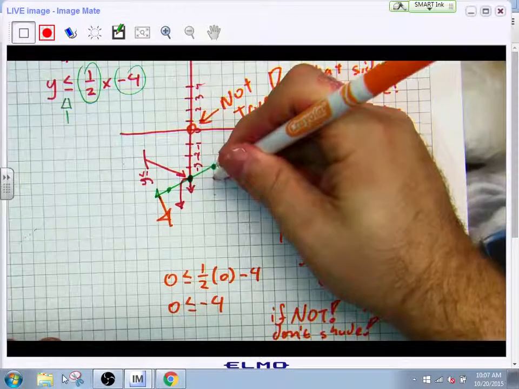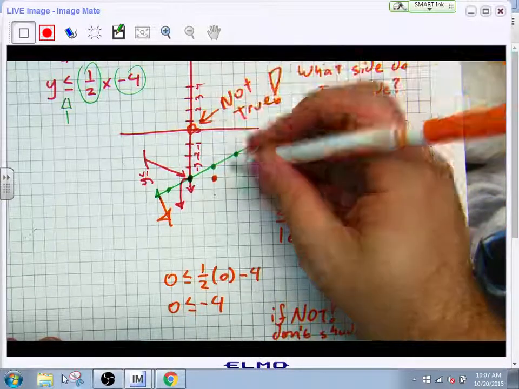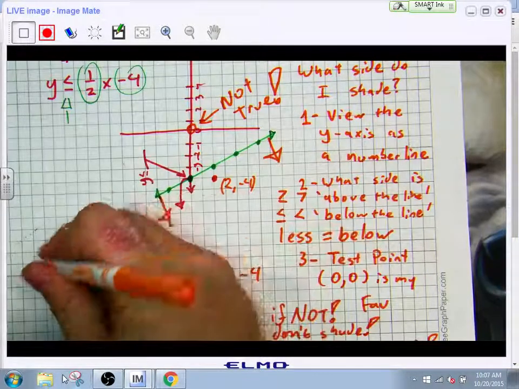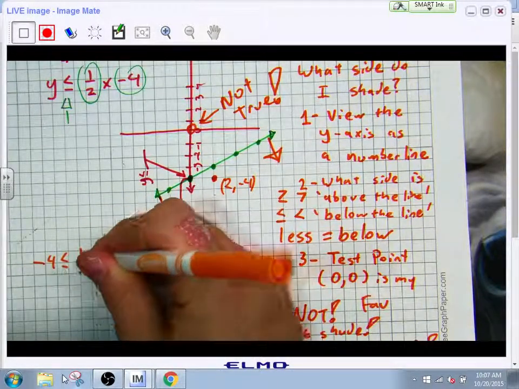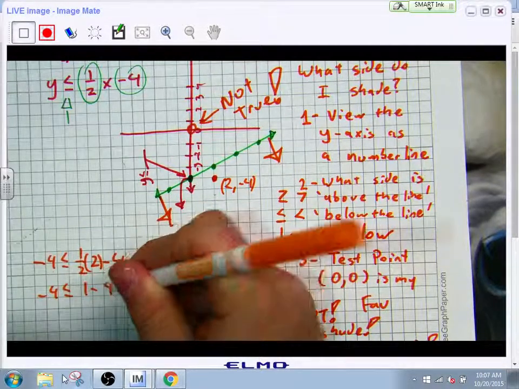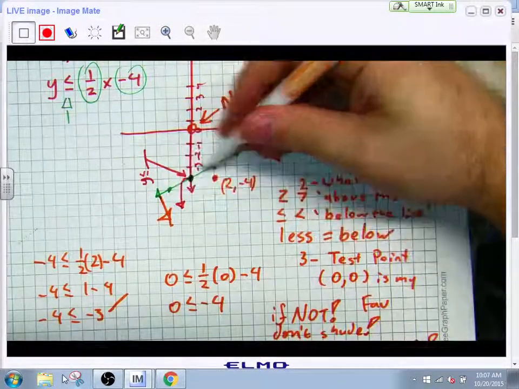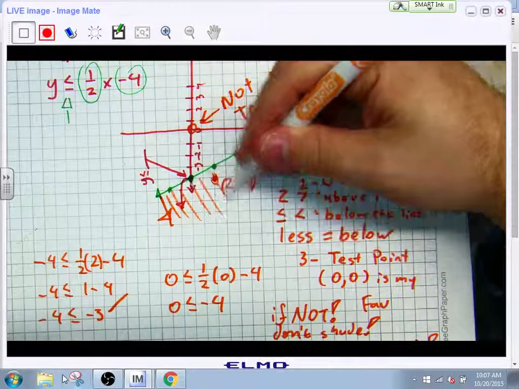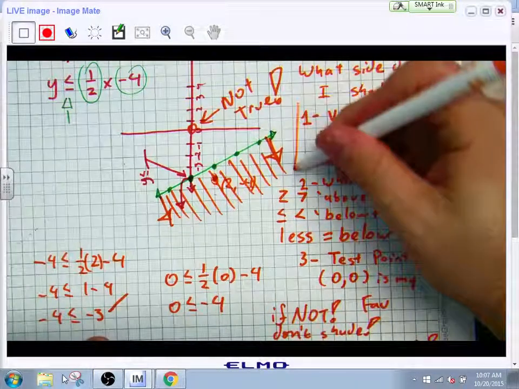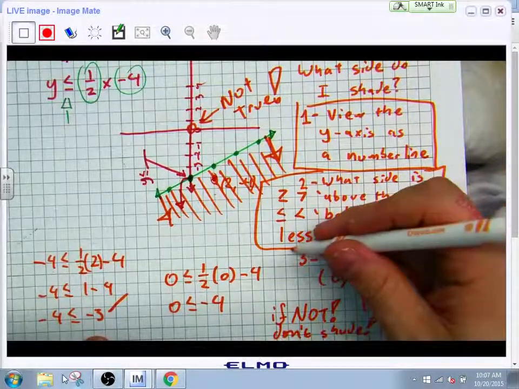So if I had picked a point like right here, this is the point, what is that point? 2, -4. So I'm going to try that in. -4 is less than or equal to half of 2 minus 4. -4 is less than or equal to 1 minus 4. -4 is less than or equal to -3. That's true. That tells me that this point's good. Shade that side. Okay, so now you guys have 3 different methods of figuring out what side to shade.